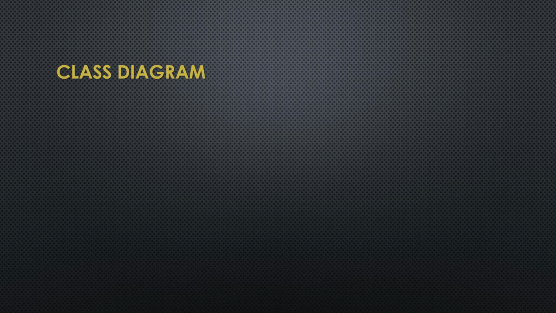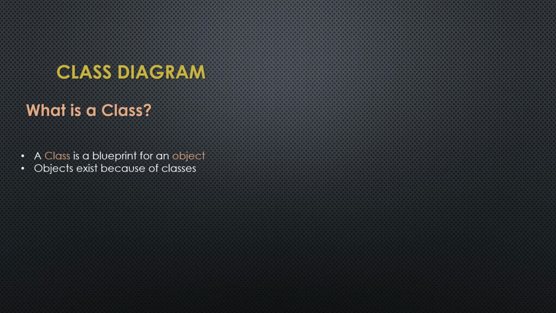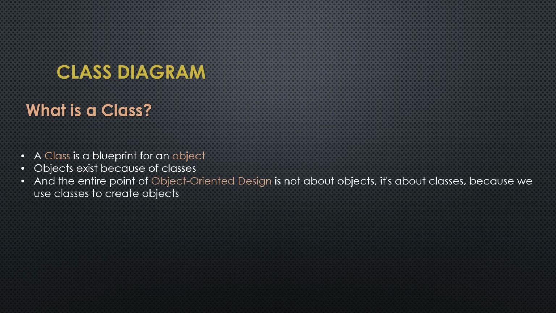Class diagrams. What is a class? A class is a blueprint for an object. Objects exist because of classes. And the entire point of object-oriented design is not about objects. It's about classes, because we use classes to create objects.